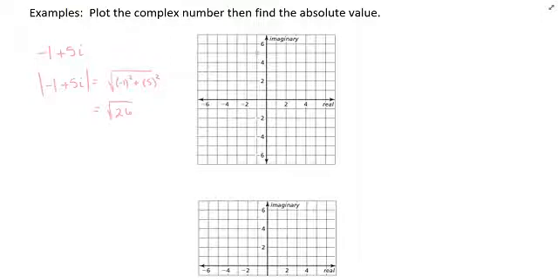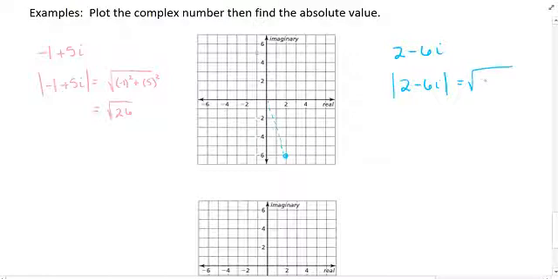All right, let's try another one. So if I have 2 minus 6i, I'm going to go +2 on the real, -6 on the imaginary. I end up here. This distance here, that is the absolute value. So the absolute value of 2 minus 6i is the square root of 2 squared plus -6 squared, which gives me 4 plus 36, the square root of 40. And like usual, we do need to simplify this, so this becomes 2 root 10.